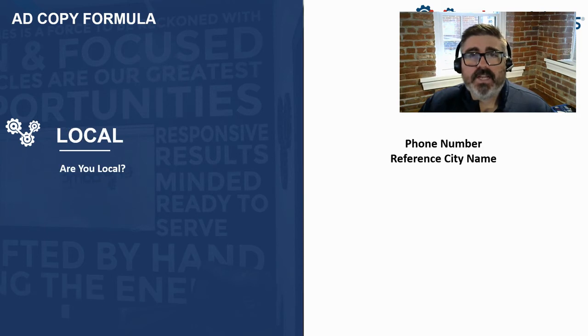All right. And next is the local factor. Really that comes down to the phone number on your ad, making sure that you use a local phone number, not an 800 number, and reference a city name in the ad copy. So if you're selling in Boston, make sure you have Boston's heating contractor. And we want to reference that information right in the ad.